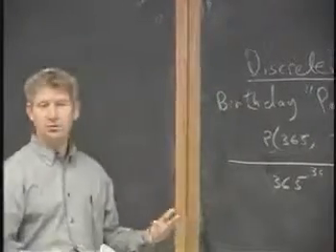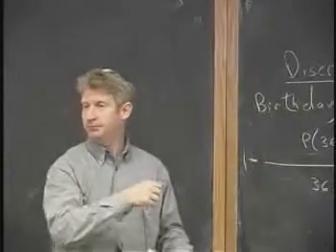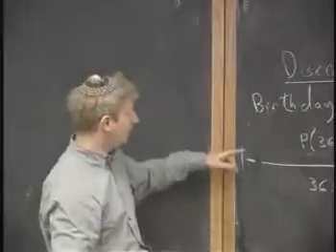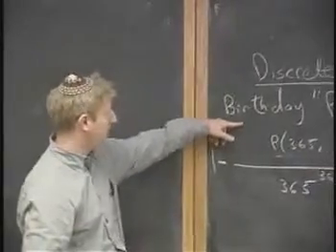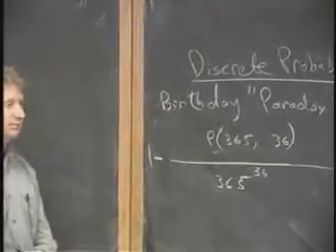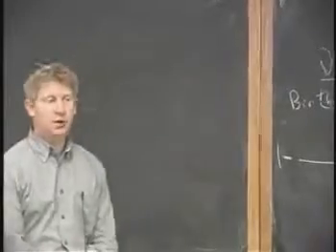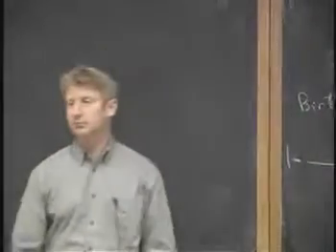So all we have to do is subtract that from 1. Or equivalently, put 365 to the 36 up here and subtract P. That's the same thing. And this is the whole paradox. Go ahead and calculate. See what you get.